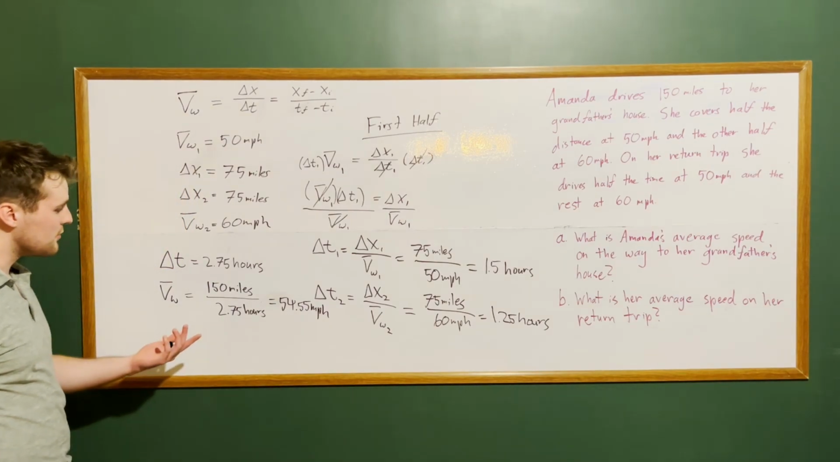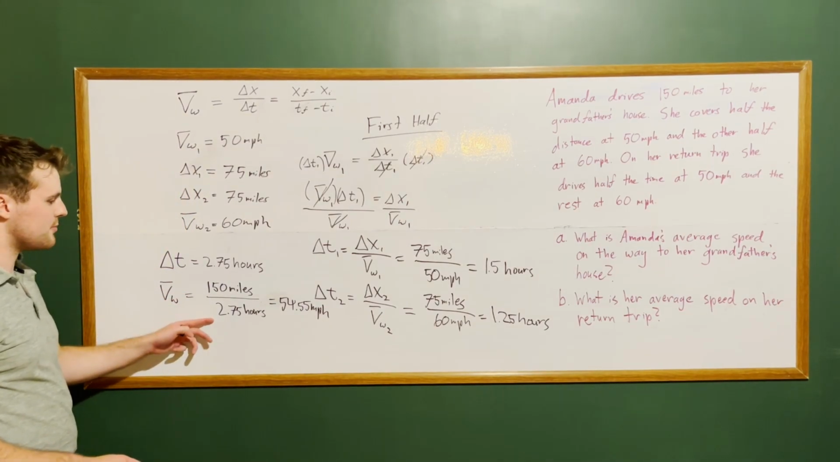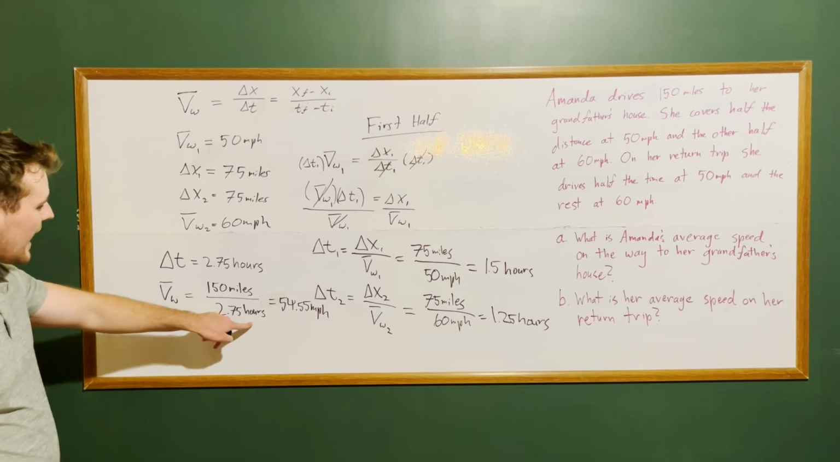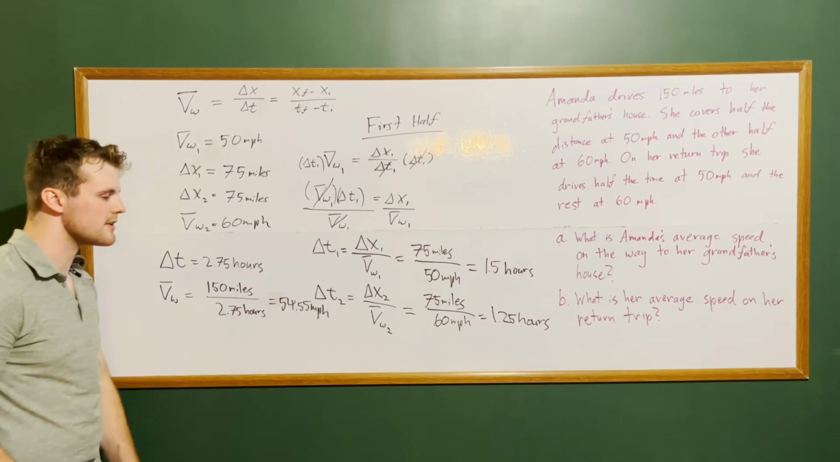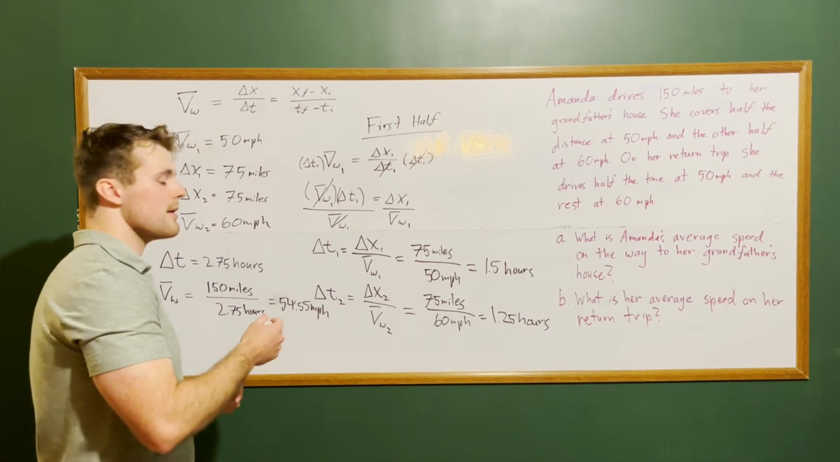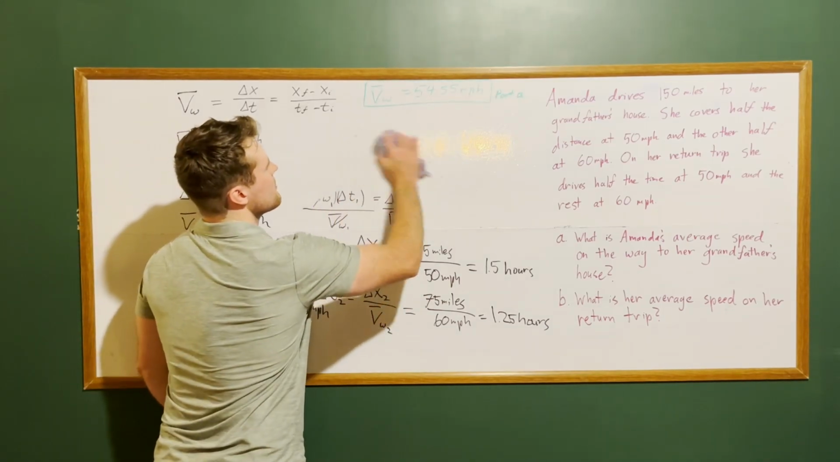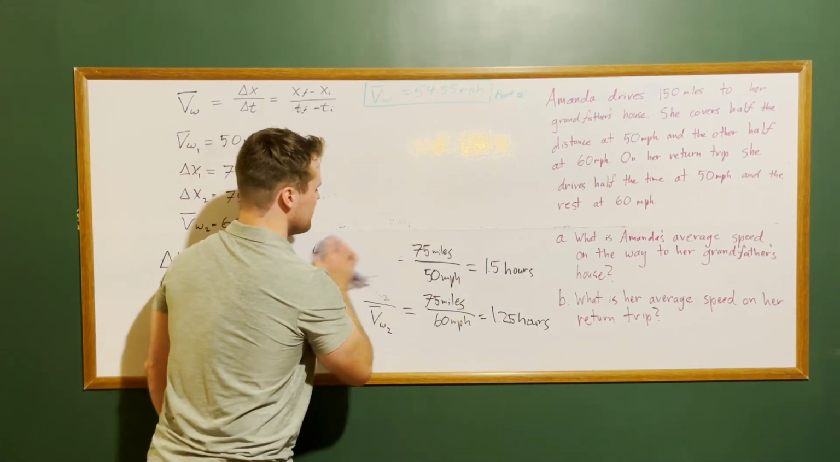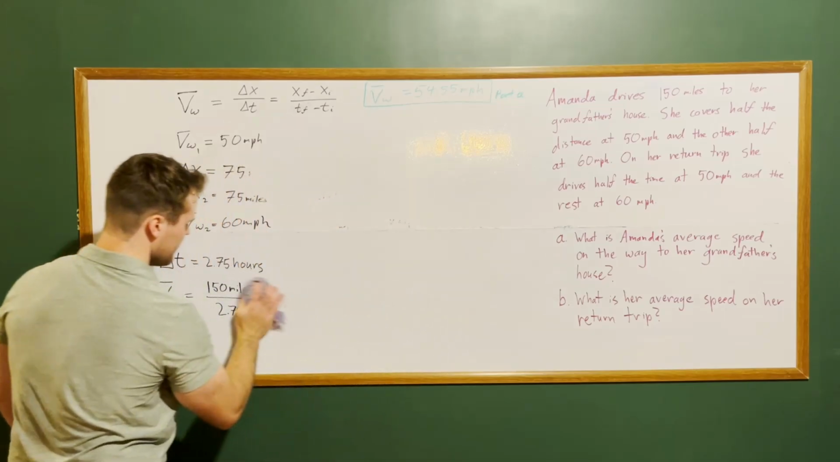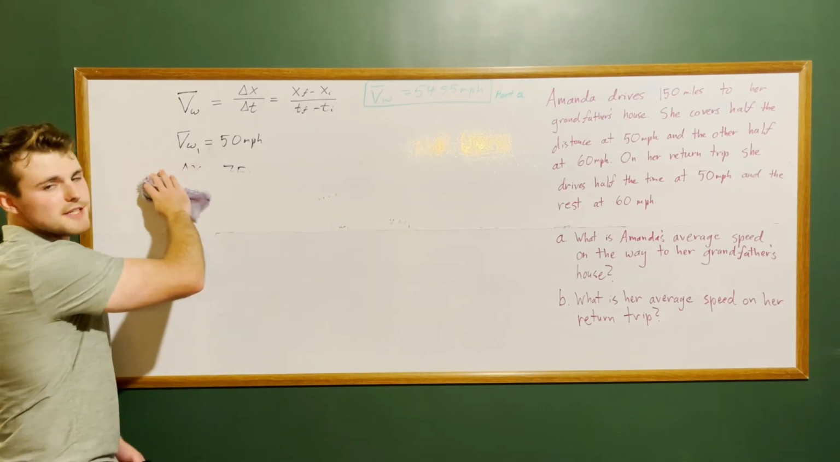And you can notice that the units also work out. 150 over 2.75, miles per hour. So we did it right. So I'm just going to write my part A answer up here so we remember. So now let's tackle part B, which is objectively harder than part A, but it makes sense.